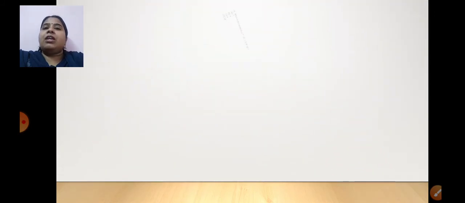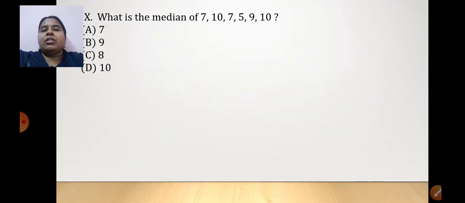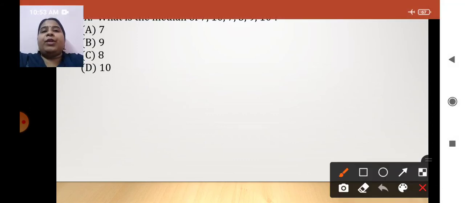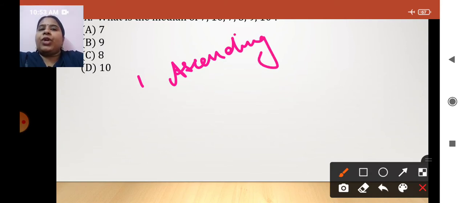The next one is the 9th one. The question asked is, what is the median of 7, 10, 7, 5, 9 and 10? So what is the first step when we find the median? The first step is we need to write the numbers in ascending order. That is the first step. I'll just write the important steps. For median calculation, we need to write the numbers in ascending order.